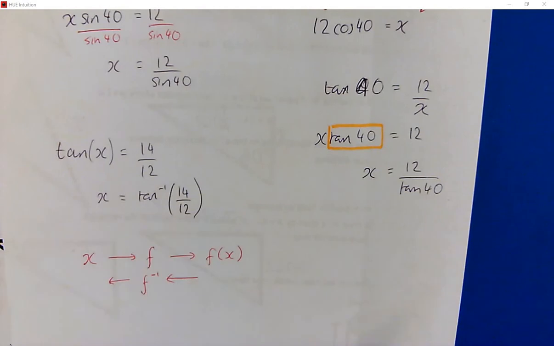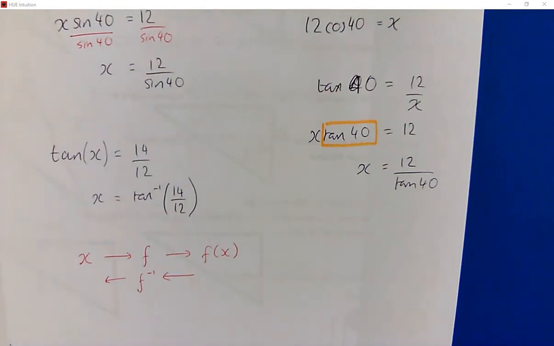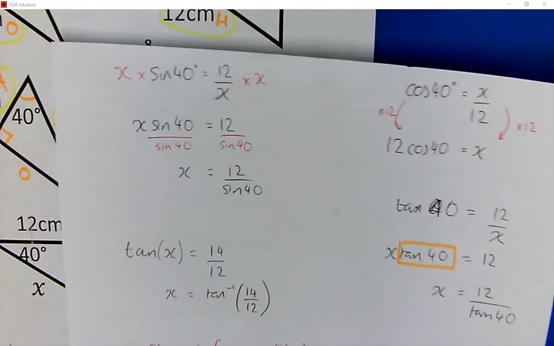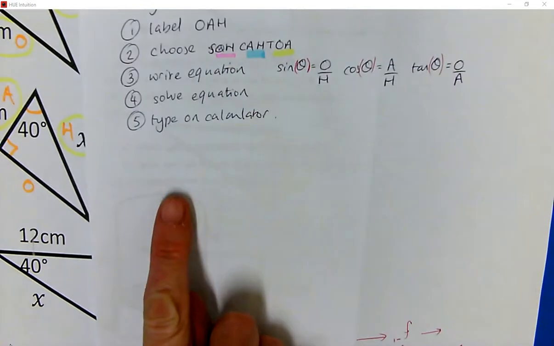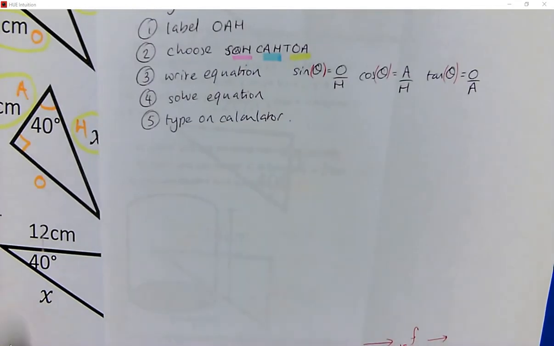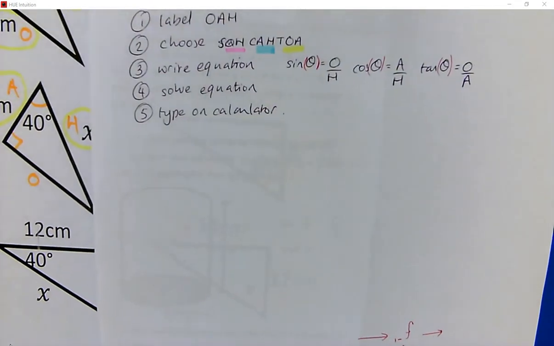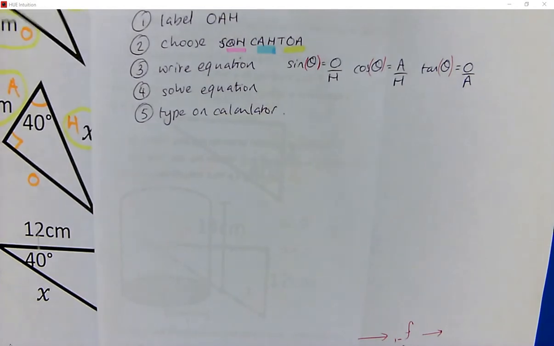Okay? Right. We're going to draw all the steps together. So the only step we didn't do was typing on the calculator, which we'll do now with 3 examples, which is proper problem solving. Okay?